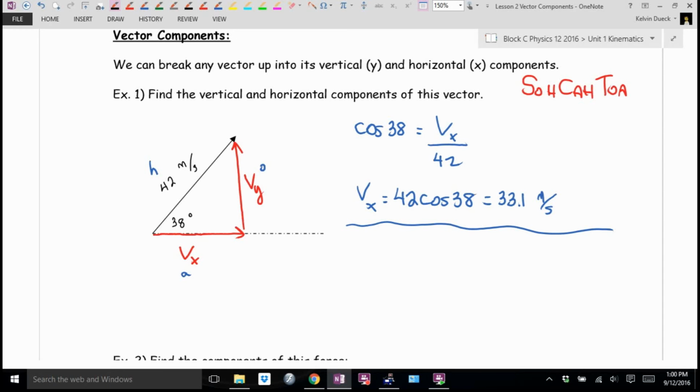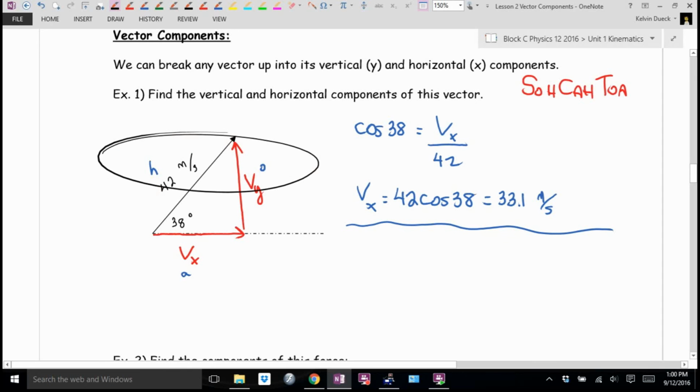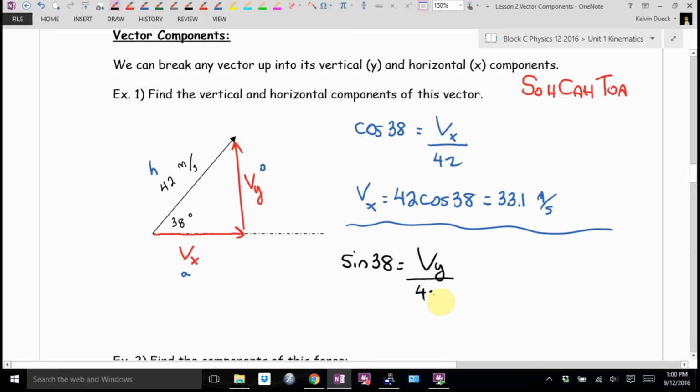Hey, which trig function could I use to find Vy? Sine. By the way, I guess I could also now use tangent since I know Vx, but why not use what they gave me to find something else and hedge my bets a bit, right? So sine, what always goes next to the trig function? The angle is Vy over 42.